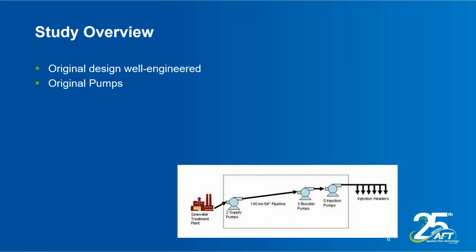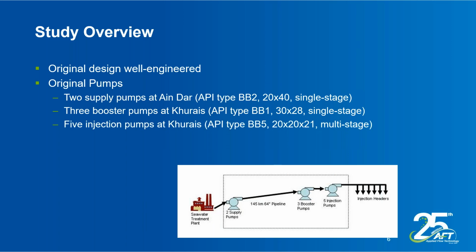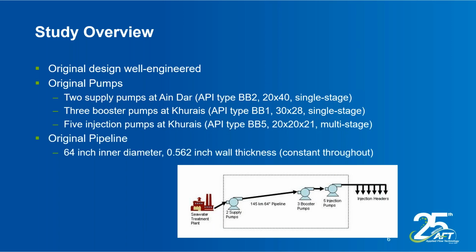And it was done really well. They had original supply pumps, three booster pumps. Now, they wouldn't be operating all 3 booster pumps at the same time. They would have 2 booster pumps running, 1 spare. And then they would have 5 injection pumps operating simultaneously. And again, the original pipeline was all going to be 64 inches in diameter, and the entire wall thickness was going to be just over a 1/2 inch thick wall.